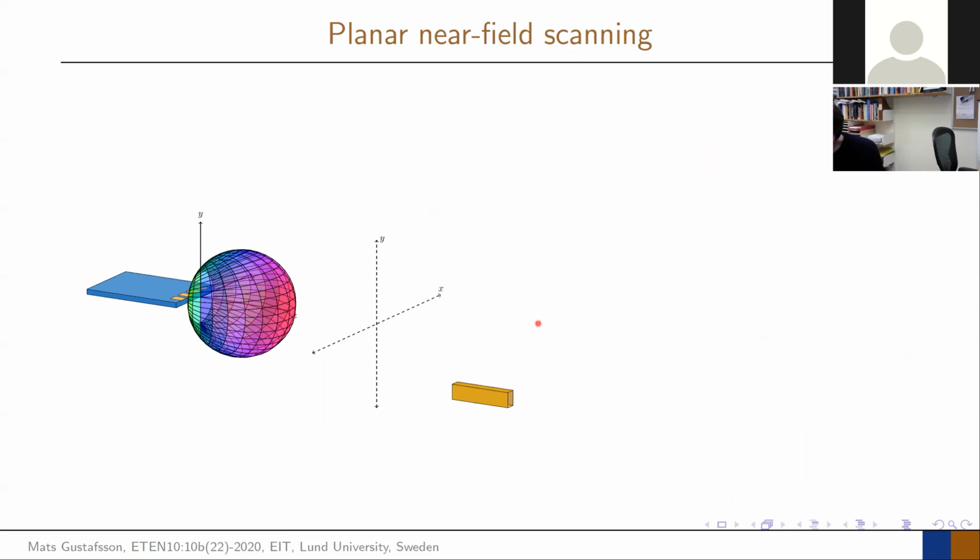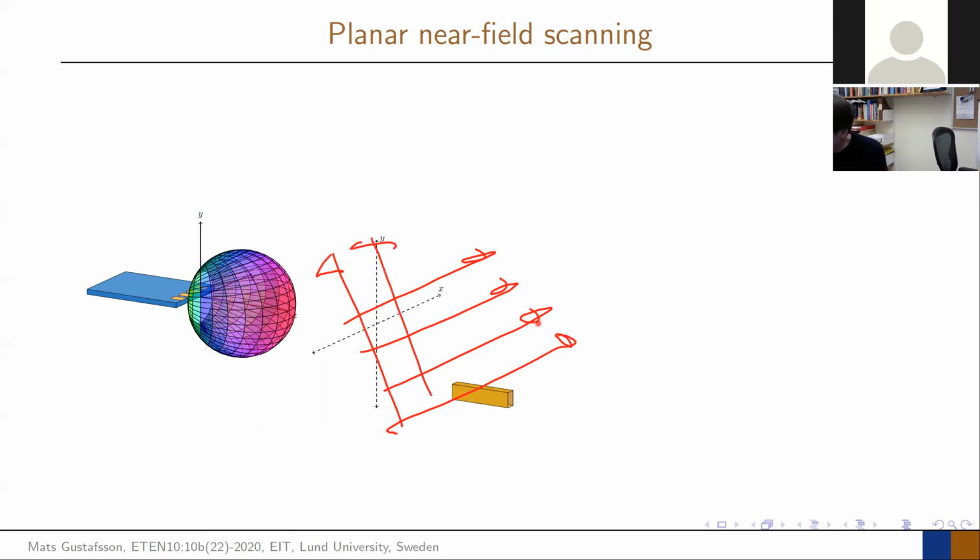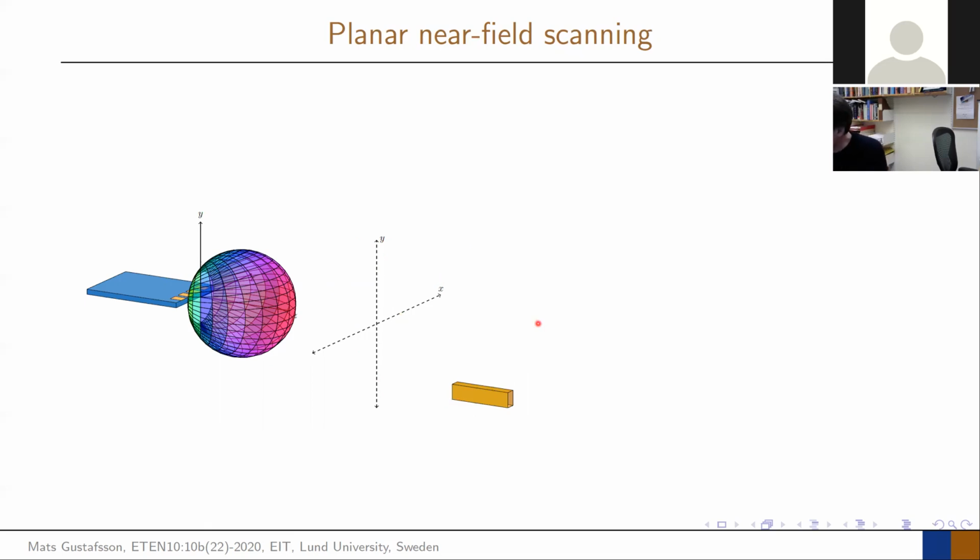So in this case, you can think you can move these ones here along different lines, and of course you can move it like this. And then you can scan the area here over a planar region. And if you do it over a planar region in these cases, you can actually use that to transform to the far fields. It's also quite efficient technique.